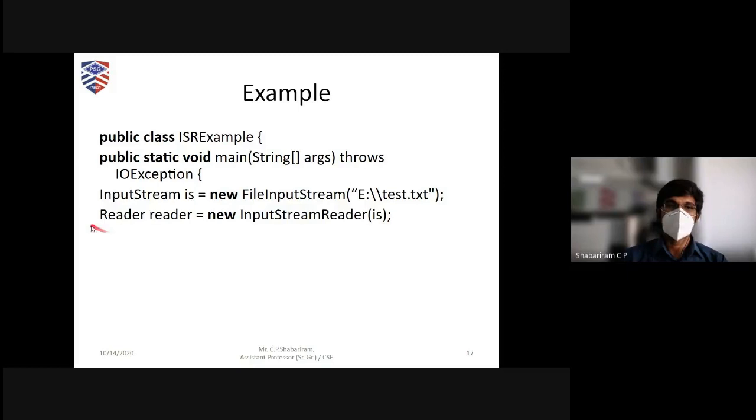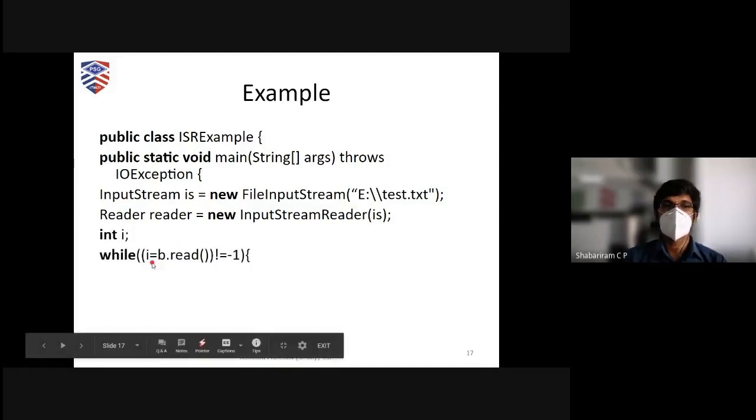Reader object, right? So here I'm creating an object reader, which is assigned with new InputStreamReader of my actual byte-oriented input stream. I already told that InputStreamReader is used to do the conversion from the byte stream to character stream. Next, I'm going to read the data.